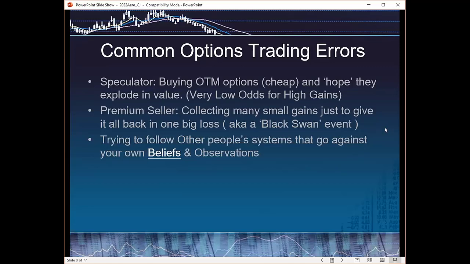Another common error that I've seen with premium seller type strategies is that you're collecting lots and lots of small gains, but then one big loss can give it all back. There's plenty of traders and even firms that did well for several years, and then one big loss event wiped out their account. And there's plenty of examples of that happening. Now, it doesn't mean that that happens to everyone who's a premium seller. Of course not, but that is a common error and risk.